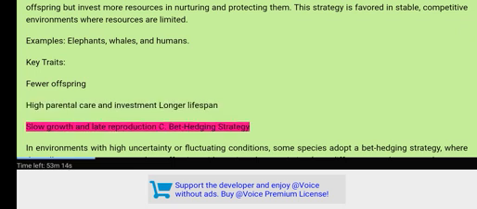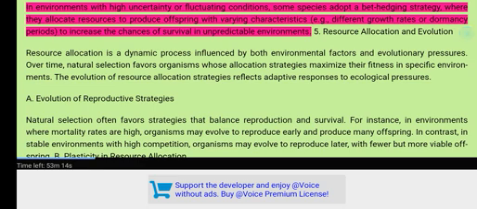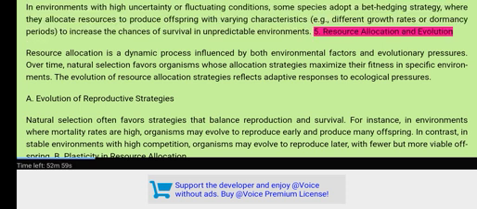C. Bet hedging strategy. In environments with high uncertainty or fluctuating conditions, some species adopt a bet hedging strategy, where they allocate resources to produce offspring with varying characteristics, e.g., different growth rates or dormancy periods, to increase the chances of survival in unpredictable environments.